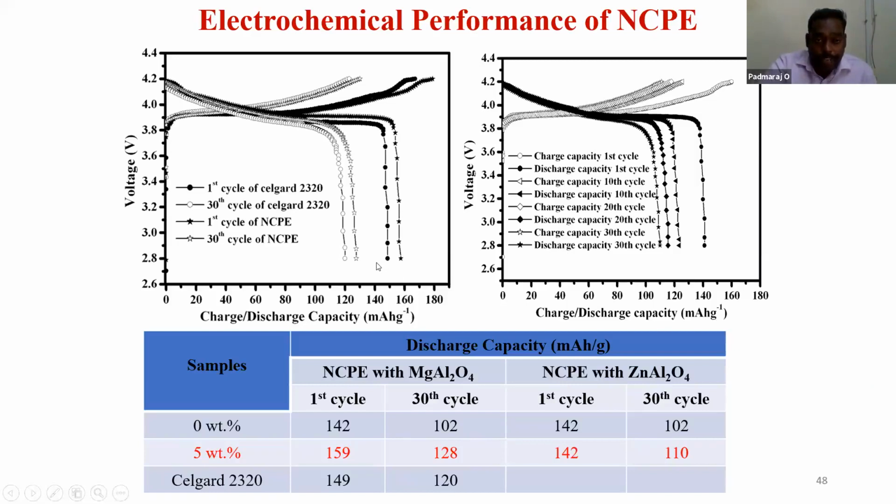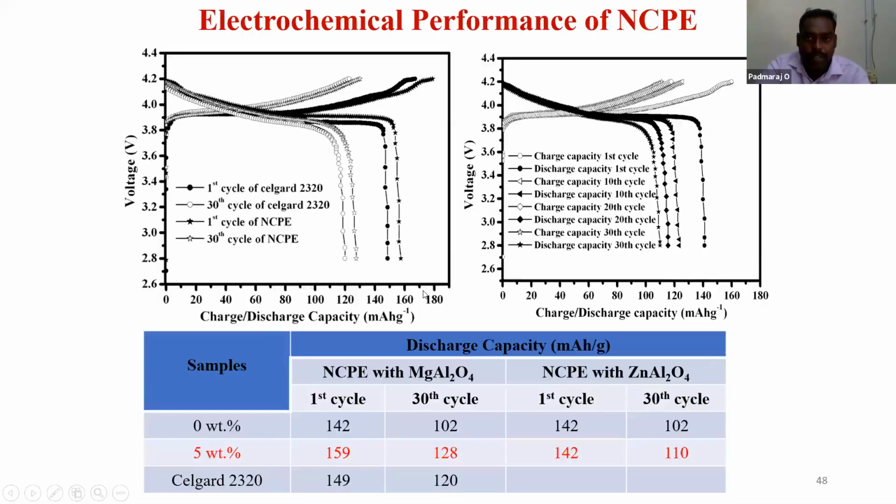The same battery I also fabricated with the commercial Celgard. See here, compared to the commercial Celgard, the nanocomposite polymer I developed shows higher capacity. So 0 weight percent and 5 weight percent, that is without filler and with filler. 5 weight percent magnesium aluminate and 5 weight percent zinc aluminate gave a higher capacity, while Celgard is 149. I even did 30 cycles, and even after 30 cycles the capacity retention is there.